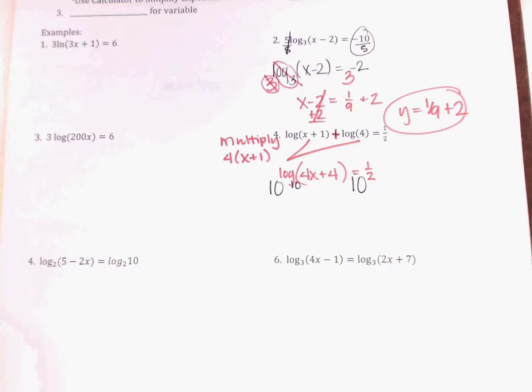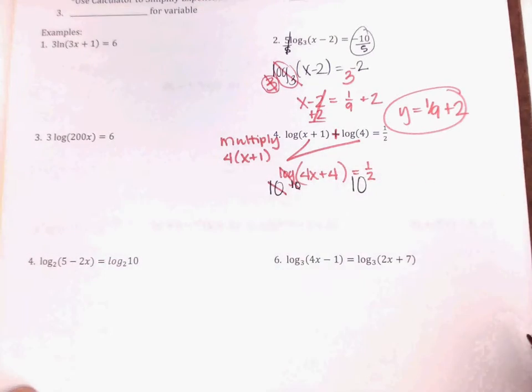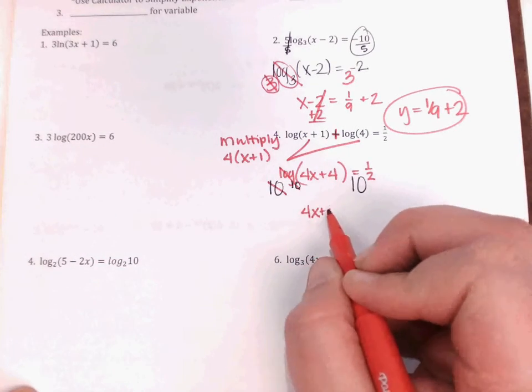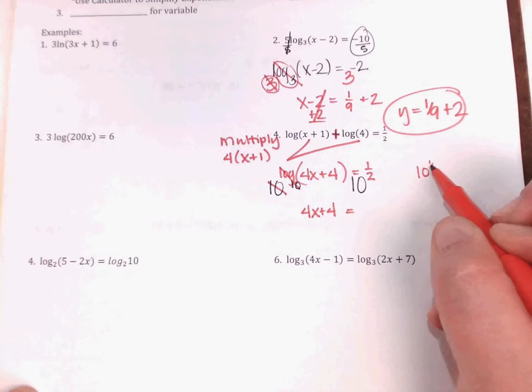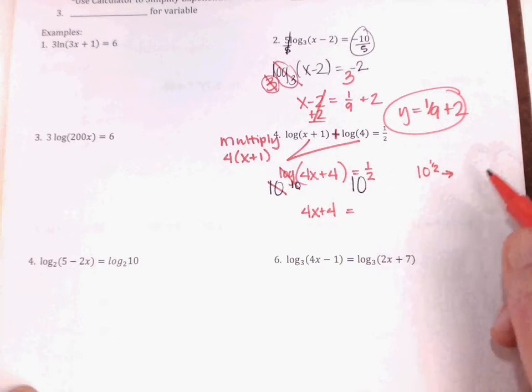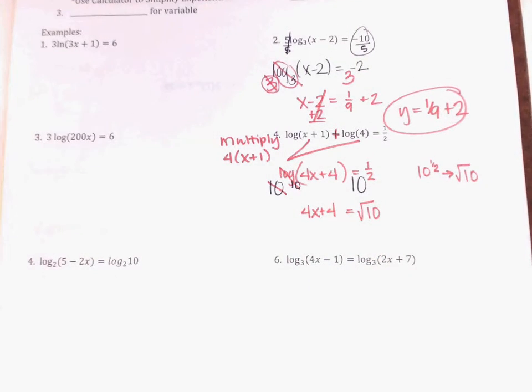And then what happens when I 10 a log 10? They cancel out. So my 10 here, my log 10 here are gone. 4x plus 4 is going to come down. And then if I have 10 to the half, what is that the same as? Square root 10.